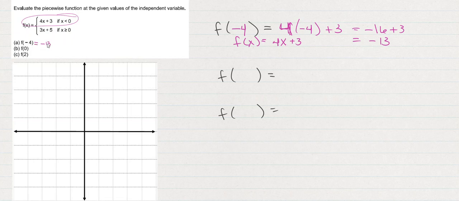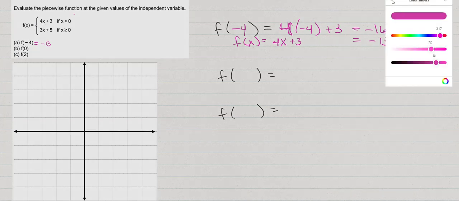Now, some students make a mistake of overdoing this, and what they do is put the x in for both pieces. X can only be, for this 4x plus 3, can only be less than 0. So all of the negative x's follow the 4x plus 3. Let's look at another value for x.